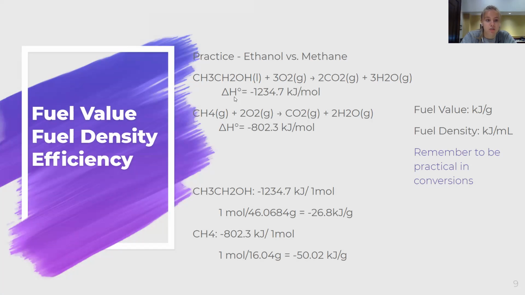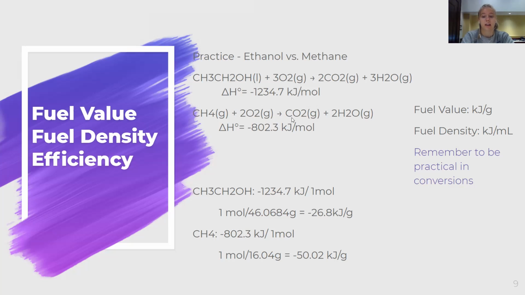And then use the same equation that we were talking about before. Enthalpy of the reaction is going to be equal to the enthalpy of the broken bonds minus the enthalpy of the formed bonds. So that's how I'm getting that negative 1234.7 kilojoules per mole. And then ultimately you'll get a negative 802.3 for methane.